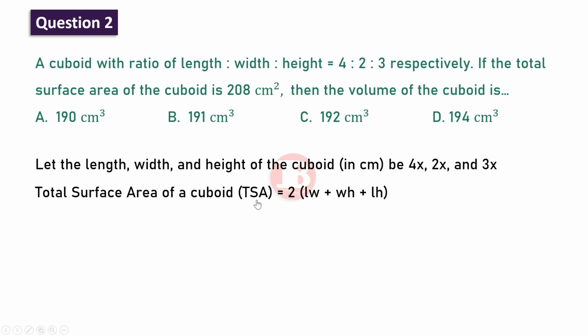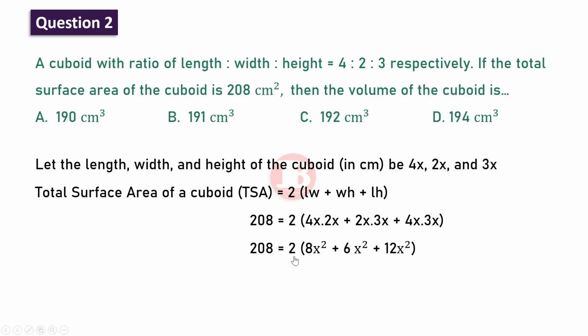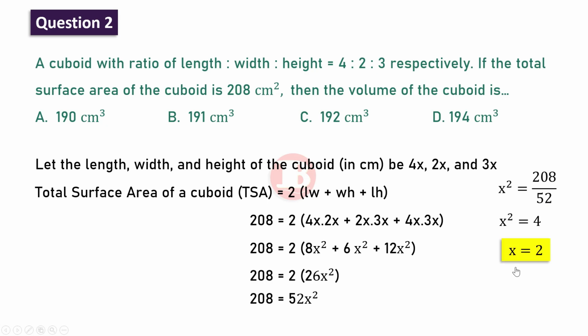Total surface area of a cuboid, TSA, equals 2 times (length times width plus width times height plus length times height). 208 is equal to 2 times (4x times 2x plus 2x times 3x plus 4x times 3x). 208 is equal to 2 times (8x squared plus 6x squared plus 12x squared). 208 is equal to 2 times 26x squared. 208 is equal to 52x squared. x squared equals 208 over 52, x squared equals 4, x equals 2.